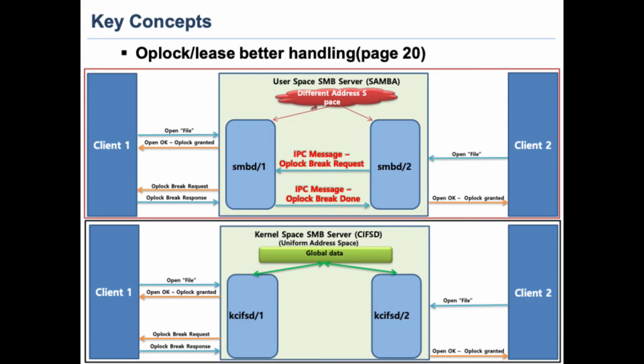The oplock break handling of cifsd is better than Samba. Samba needs IPC communication between smbd processes for an oplock break request, while cifsd can send an oplock break request by managing oplock breaks with global data like a threaded model.